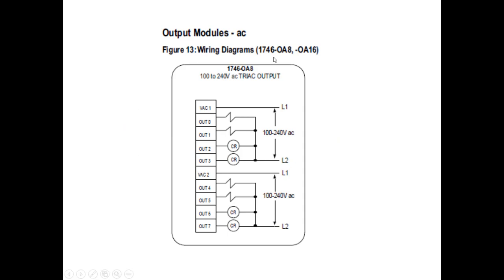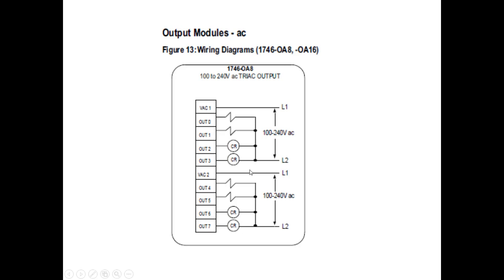Here's an AC output card. In your book, I've given you the wiring schematics and the information for the cards that you're going to come across. So this is for a 1746 OA8 or OA16, shown in OA8 here. This is a triac output module. So this is a solid state output module. 8 means it's an 8 channel. This can turn on 8 things.